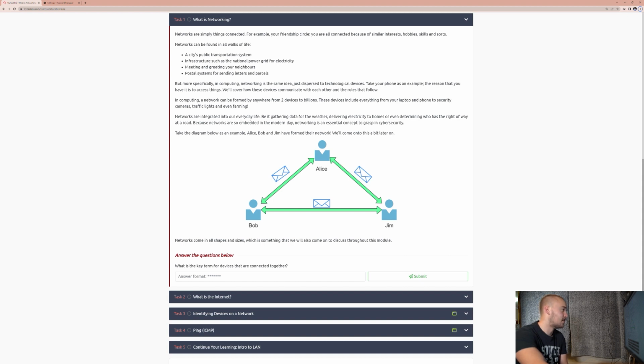Networks are integrated into our everyday life, be it gathering data for weather, delivering electricity to homes, or even determining who has the right of way at a road. Because networks are so embedded in the modern day, networking is an essential concept to grasp for cybersecurity. Take the diagram below. Alice, Bob, and Jim formed their network. We'll come to this in a later bit. Networks come in all shapes and sizes, which is something that we will also discuss throughout this module. So a key term for devices that are connected together, very simply, is a network.